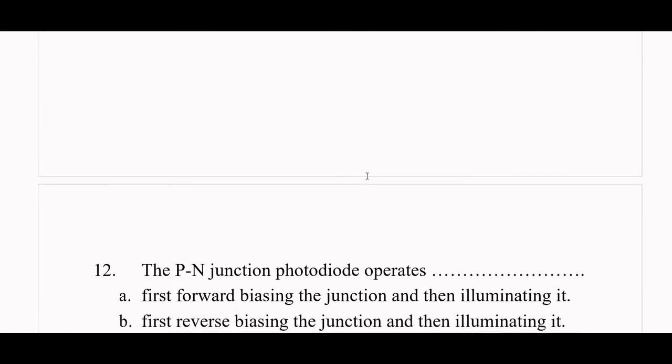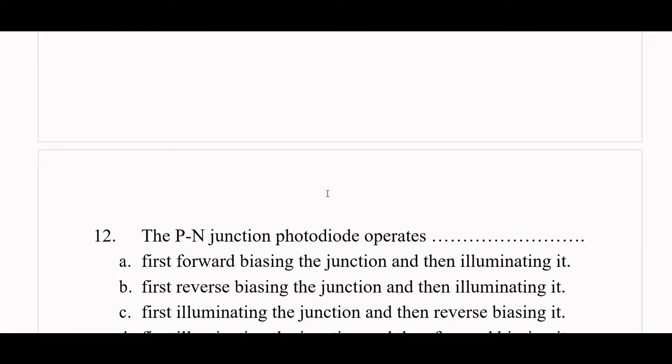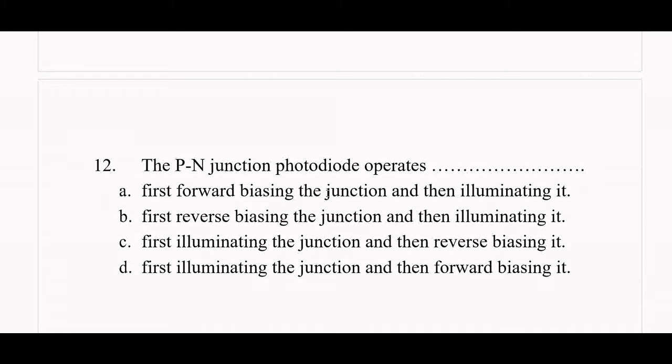Now moving on to question number 12. The PN junction photodiode operates dash. A. First forward biasing the junction and then illuminating it. B. First reverse biasing the junction and then illuminating it. C. First illuminating the junction and then reverse biasing it. Or D. First illuminating the junction and then forward biasing it. So the correct answer is B. First reverse biasing the junction and then illuminating it.